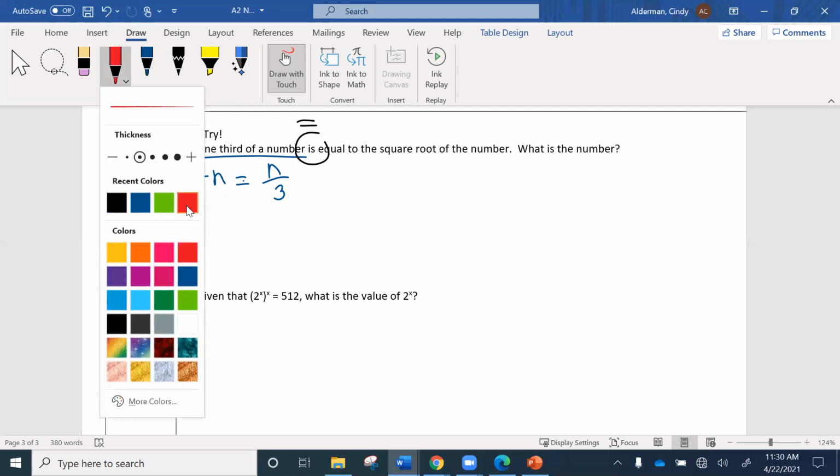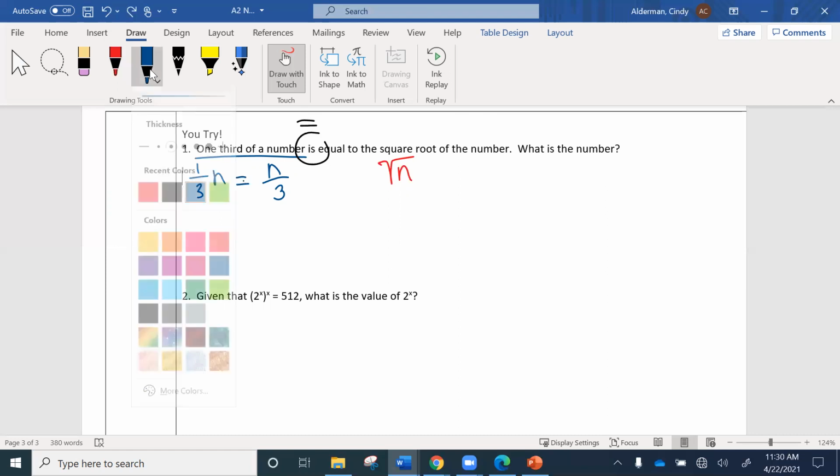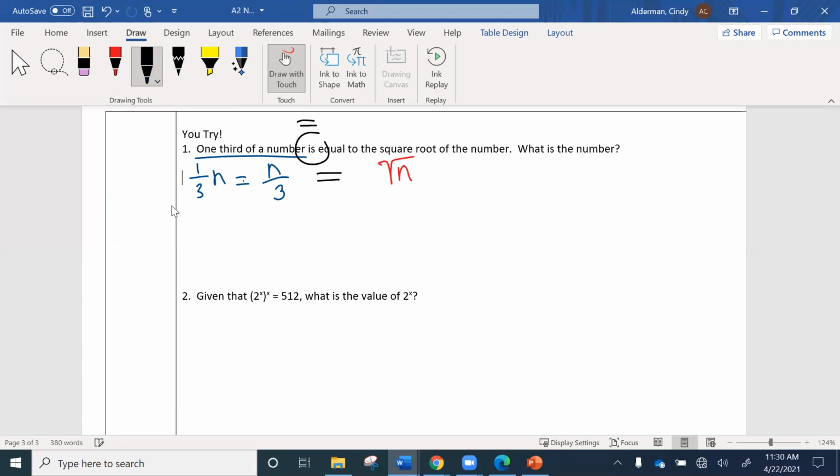Let's see. Square root of a number would be something like that. What is the number? So something equal to something else, right? Let me use black. All right, so let's try some numbers. We want n over 3 equal to the square root of n. So let's see, what is my first guess? Let's guess, I don't know, 2.